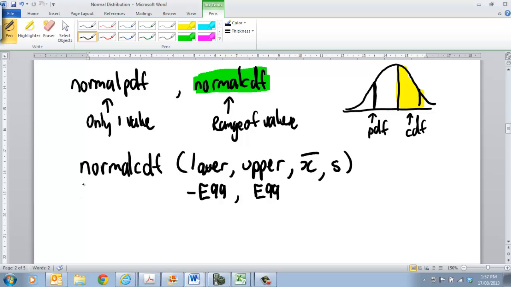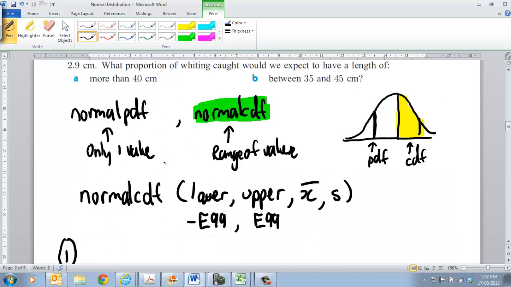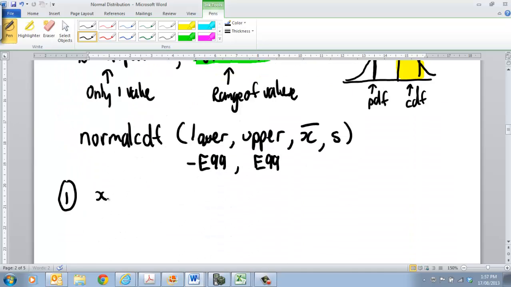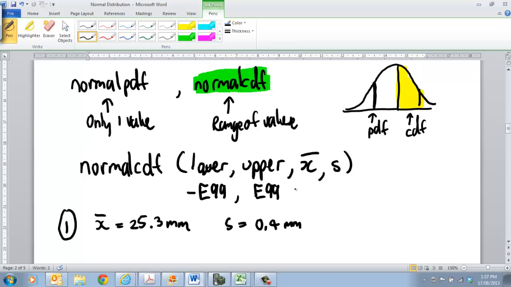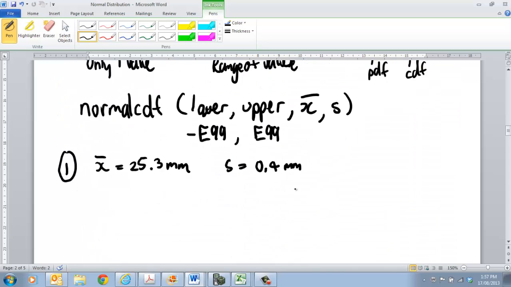So the first question that we've got there is we've got a nail, and we know that the mean length of a nail is 25.3, so you should write that down. So the mean length of the nail is in fact 25.3 millimeters, and we know that the standard deviation is 0.4 millimeters. So the first part of this question is asking us, what's the chances that we're getting a nail that's greater than 25? So that's how we set that out. So the probability for A of X being greater than 25.